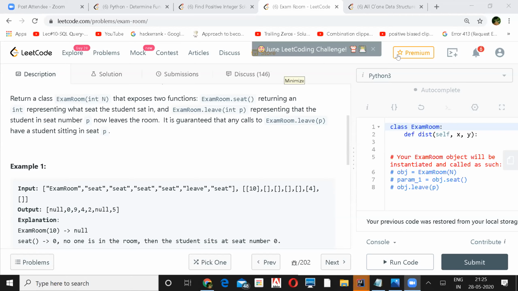Am I audible, right? It was breaking, right? It was breaking again. Okay, now it is good.